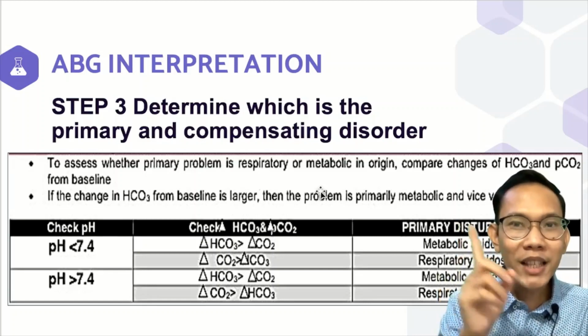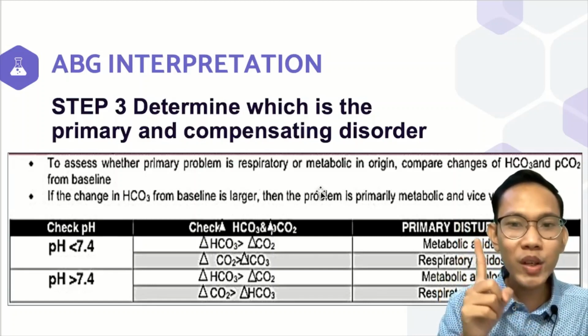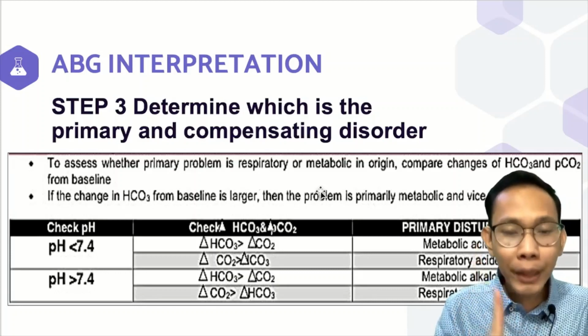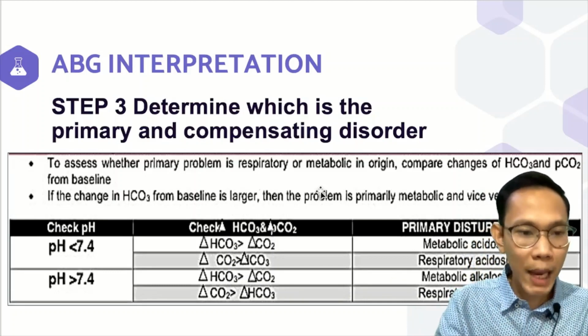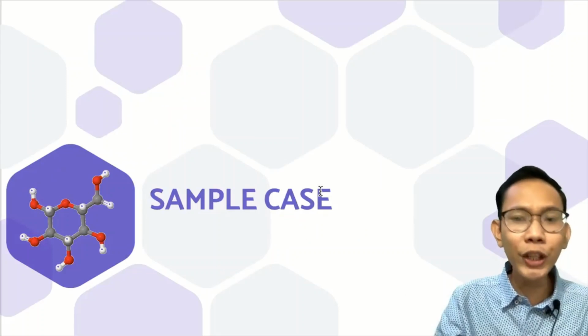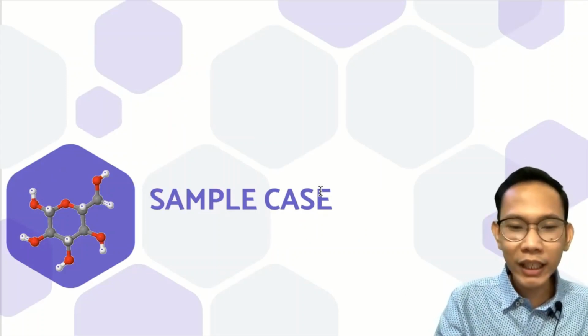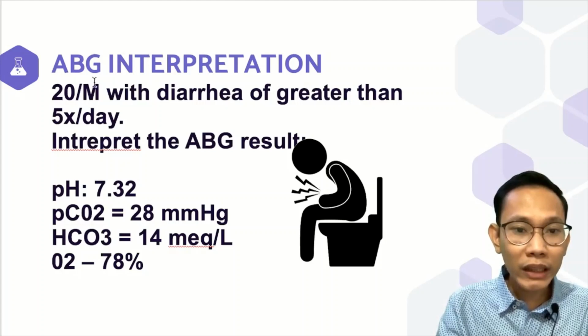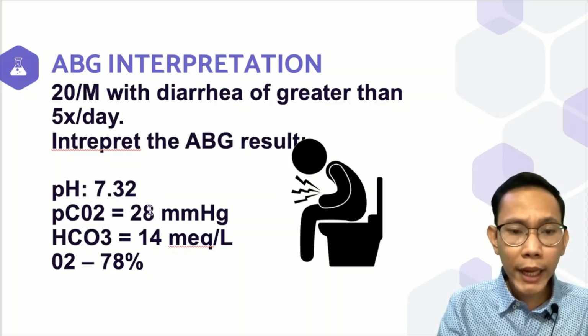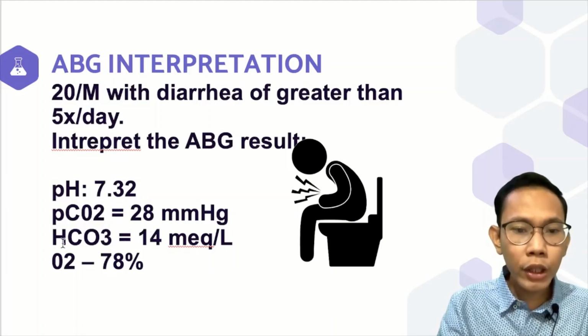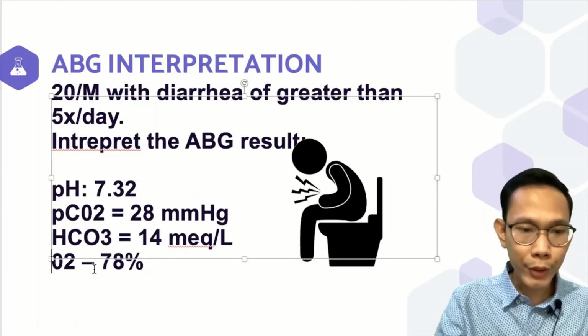For example, pag acidosis yung ating step 1, therefore, our primary problem must be an acidosis. And the compensating disorder is yung natira sa ating step 2. Sige, papakita natin later. Sige, ito na yung sample case natin. Actually, nakita nyo rin to, okay? So again, 20 male with diarrhea of greater than 5 times per day. Interpret your ABG result. Ito yung ating result, no? pH of 7.32, PCO2 of 28, bicarbonate of 14, and your PO2 value of 78%.